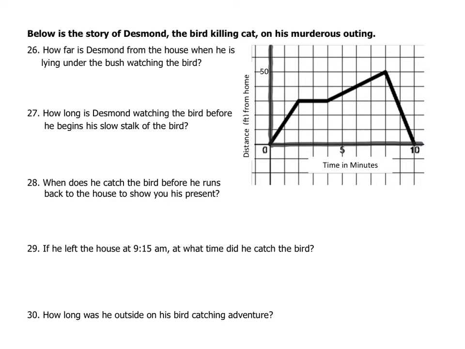So let's try to see what happened to Desmond. It says, how far is Desmond from the house when he is lying under the bush watching the bird? So he's probably not moving. So I think that would be at this point here. How far is he from home? Well, that would be measured here. It looks like these are all increments of 10. So this is 10 feet from home, 20 feet from home, 30 feet from home.